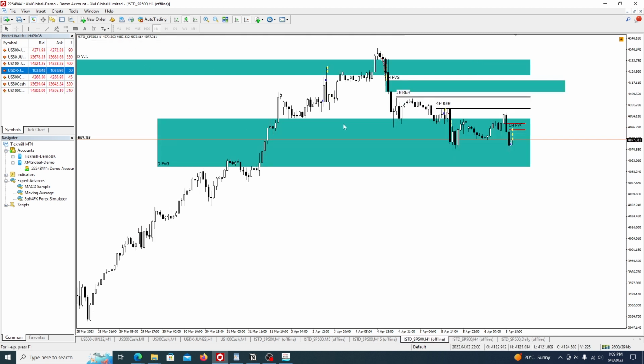On the 1 hour time frame, again, we can see that we took out these lows over here, these relative equal lows. We have a 1 hour fair value gap up here, which we can trade up into, and then we have these 4 hour relative equal highs and 1 hour relative equal highs up there, which are all targets for the upside.